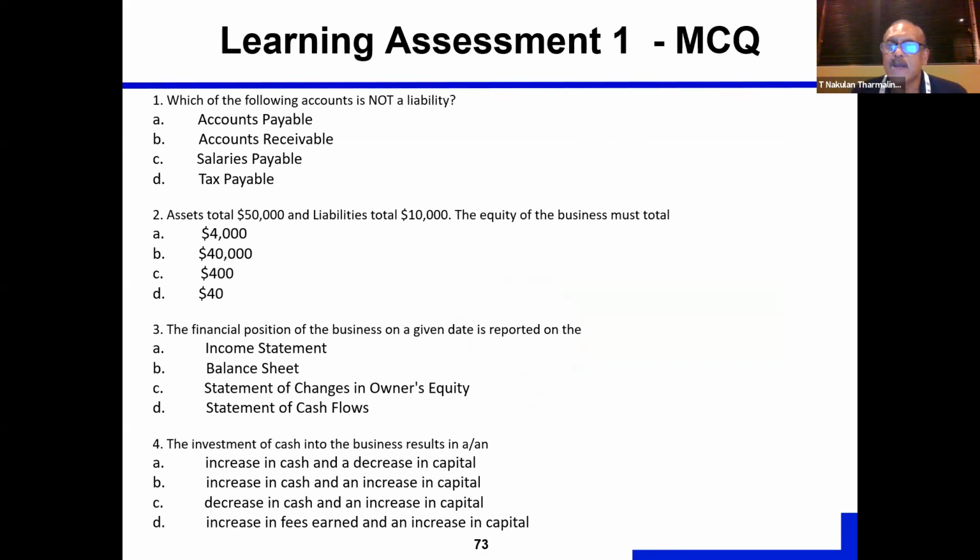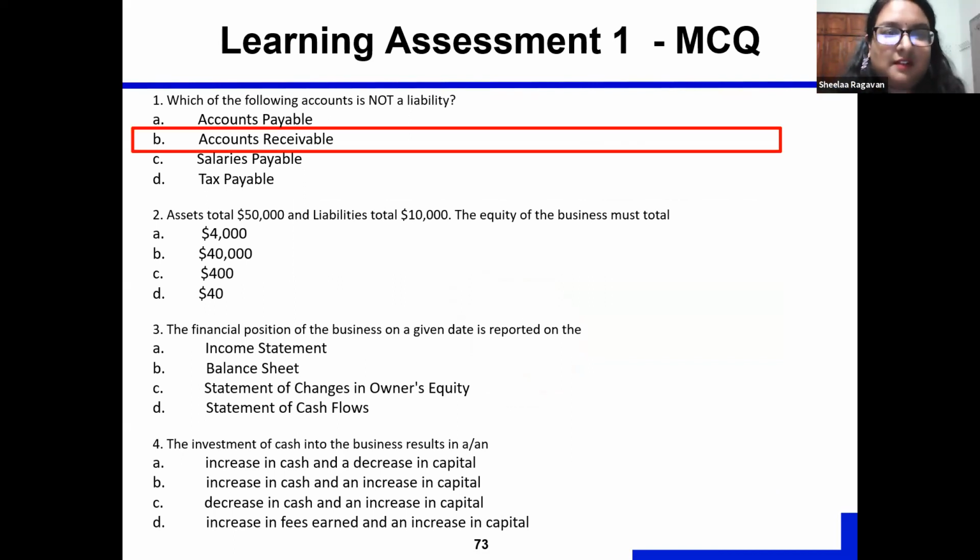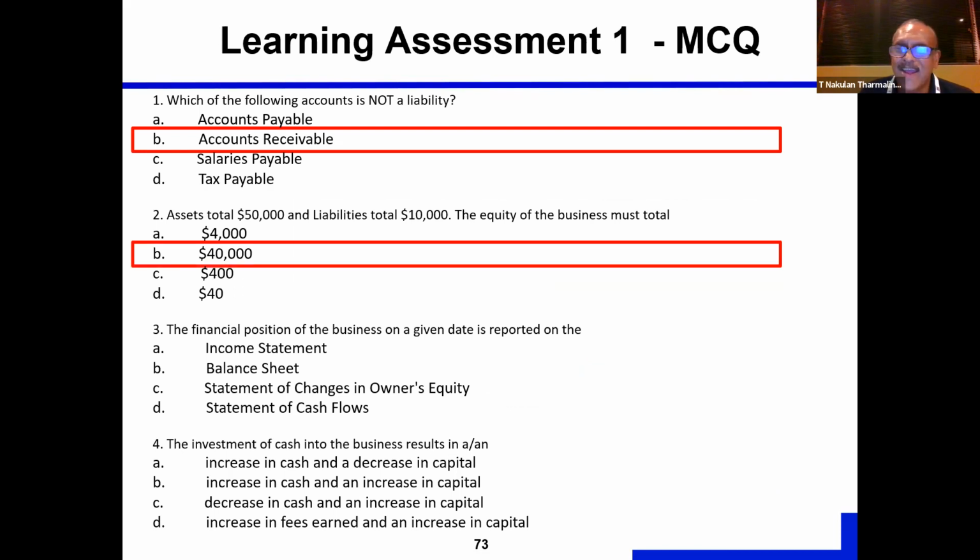The first one, which is not a liability? B, accounts receivable. Correct. All right, great. What's the next one? Assets total 50, liabilities 10. What's equity? B. Great. All right, fantastic. The financial position of a business on a given date is reported on what?